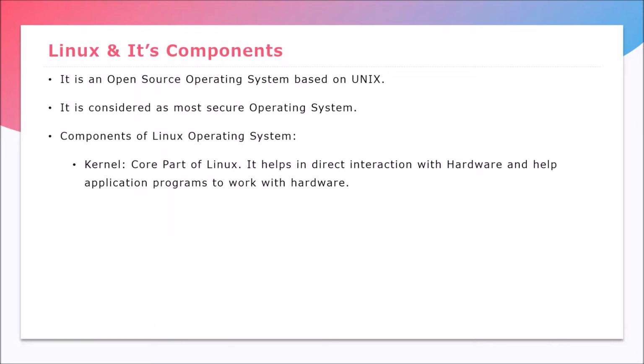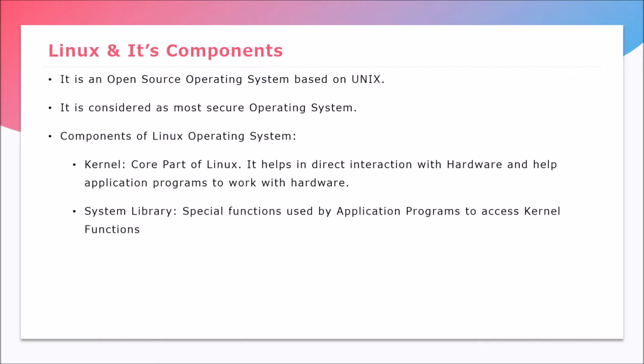That is, whatever commands user or application want to perform using the hardware, those will come to kernel first, and then kernel will convert all those commands to hardware related format and get the things done using the hardware. Second is system library. It is a special functions used by application programs to access the kernel functions. So how to ask the kernel to perform some task using computer hardware? So for that we have system library. So that library contains a lot of functions which application programs will be using to communicate with the kernel.